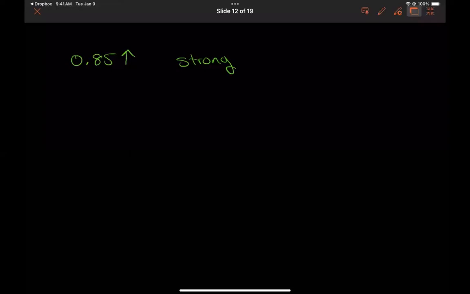I usually call something moderate if it is about 0.65 to 0.84. I would call this moderate. If I hit the 0.84, I'd probably say moderately strong. Probably 0.8 to 0.84, I'd say moderately strong. And this would just be moderate.